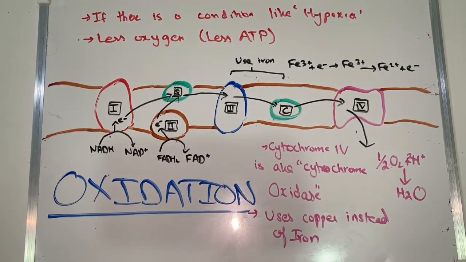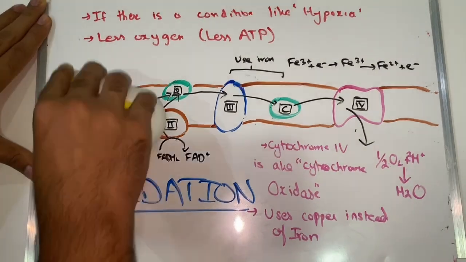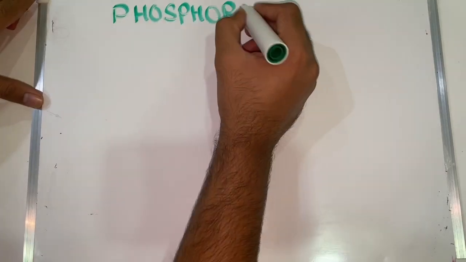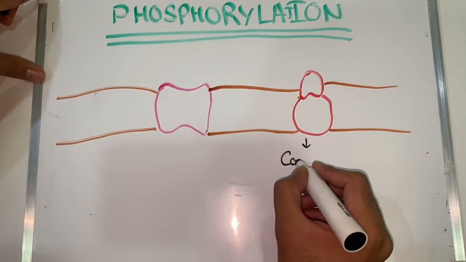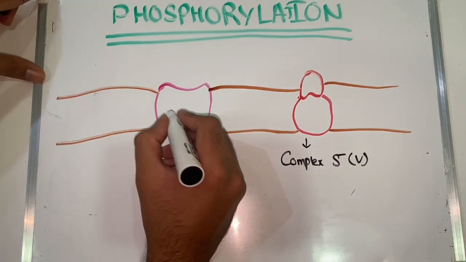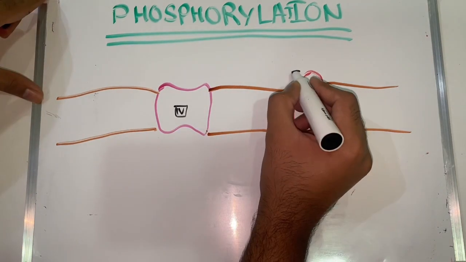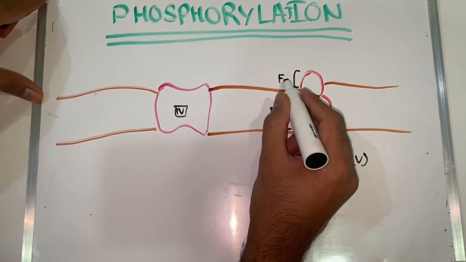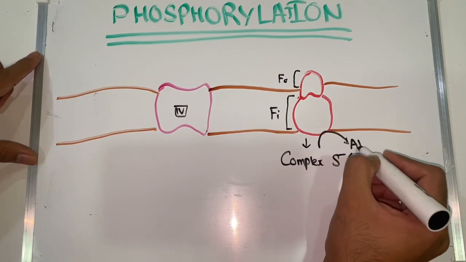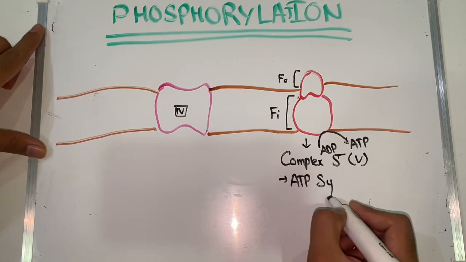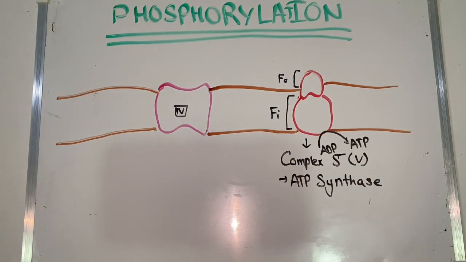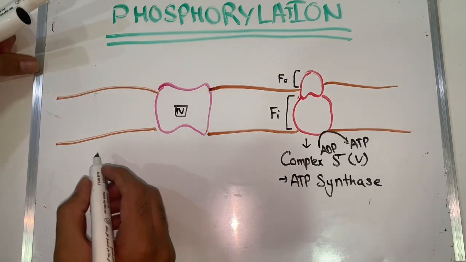Now let's move on to phosphorylation and check out how phosphate is added to adenosine diphosphate to become adenosine triphosphate. There is one more complex which takes part in phosphorylation, which is called complex 5. The upper part of it is called FO and the lower part of it is called F1. It is basically an ATP synthase, which converts adenosine diphosphate to adenosine triphosphate. But how does it happen? That's a big question.